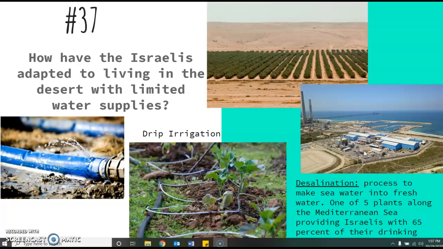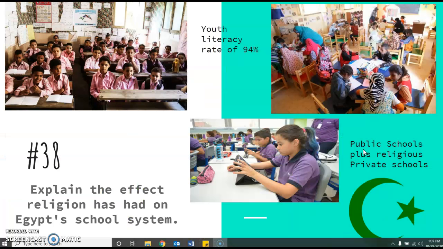The problem with desalination is it's very expensive to do. So some countries can't do this. Israel has been able to. And they have 5 main plants along the Mediterranean Sea where they actually produce water by pumping the Mediterranean seawater into the plant, processing it, and then getting fresh water back out. So those are 3 great ways in which Israelis have adapted to living in the desert with limited water.